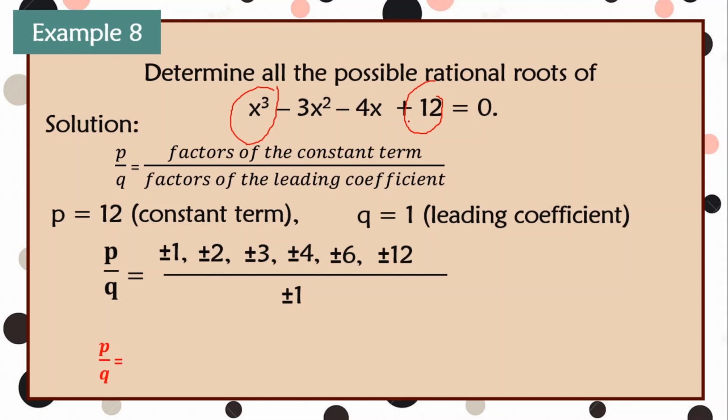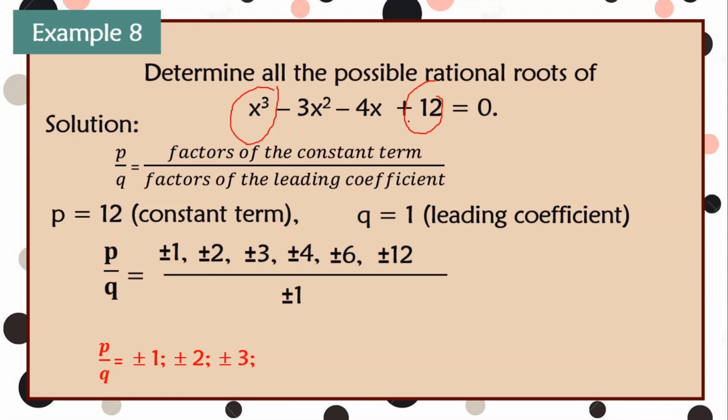So the value of p over q. First, we have 1 over 1, that is positive or negative 1. Then positive and negative 2 over positive and negative 1, that is positive and negative 2. Positive and negative 3 over positive and negative 1, that is positive and negative 3.